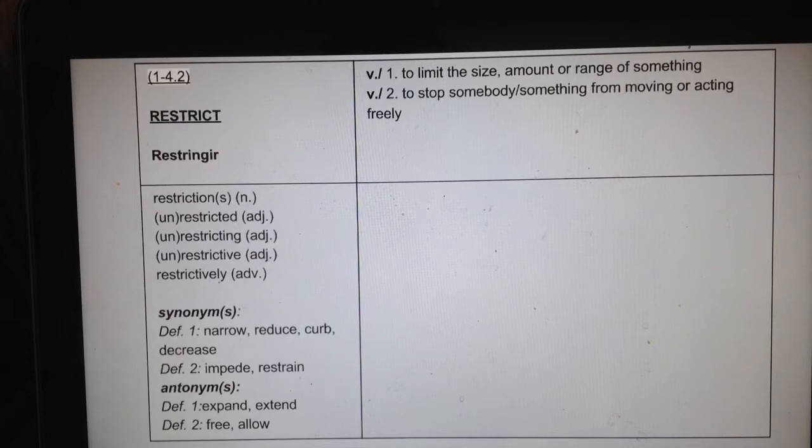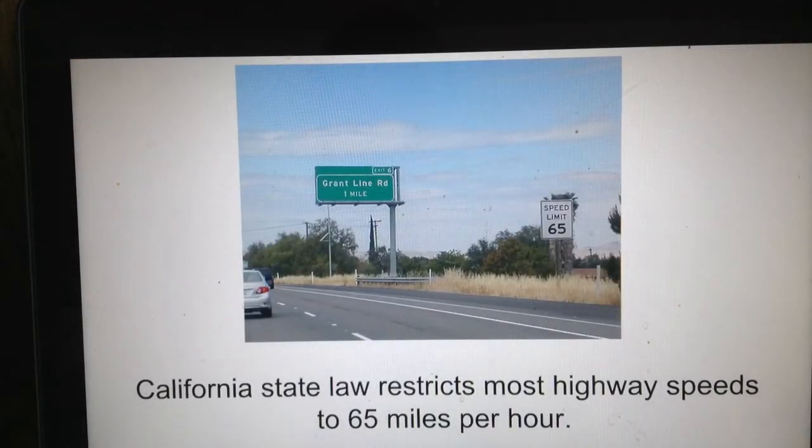Let's take a look at an example. California state law restricts most highway speeds to 65 miles per hour. So the maximum you're supposed to drive on most California highways is 65. So California state law restricts us from driving faster than that, limits us, makes sure that we can't go above a certain number.